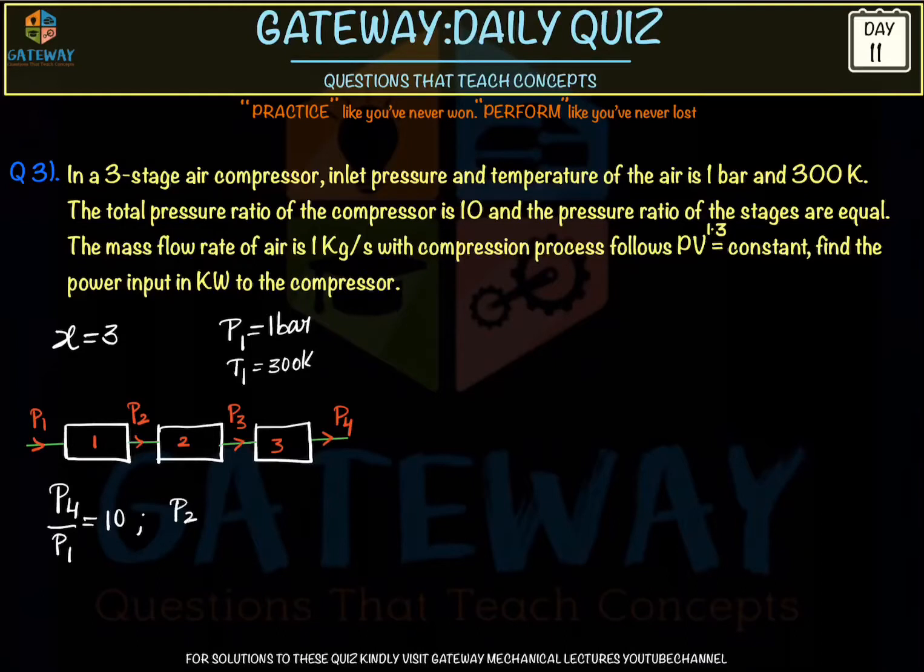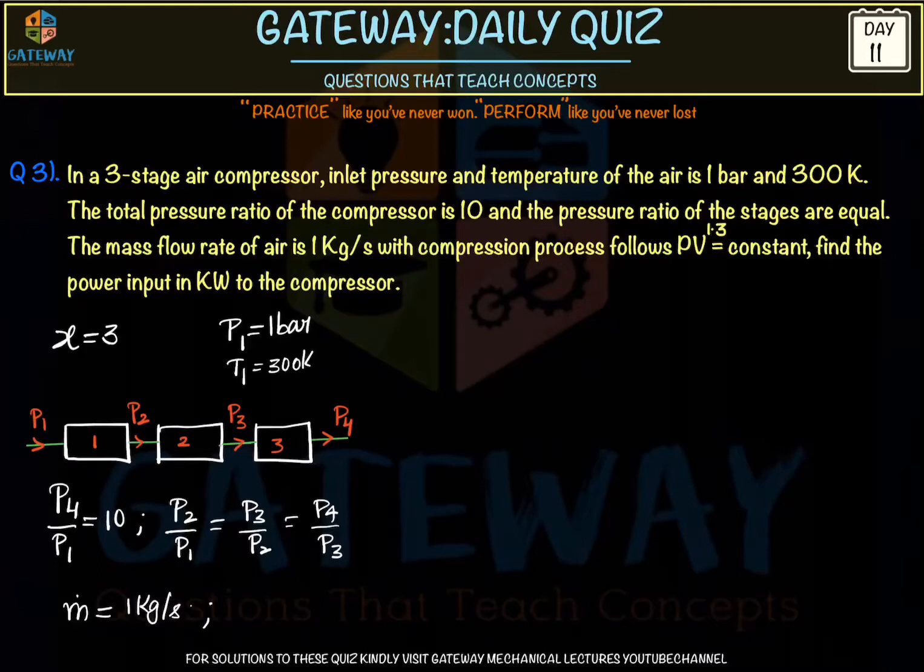So each stage pressure ratio was the same, nothing but first stage P2 upon P1, second stage P3 upon P2, and the third stage P4 upon P3. These all were equal. This was the condition given in the question. And the mass flow rate of the compressor, meaning it will be handling air, is given as 1 kg per second, right?